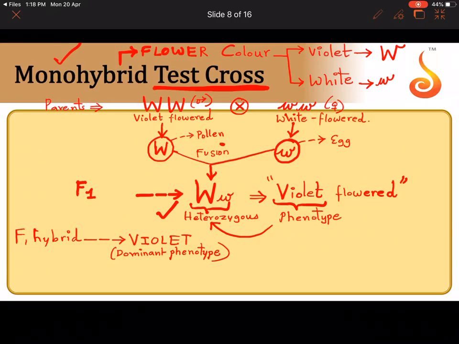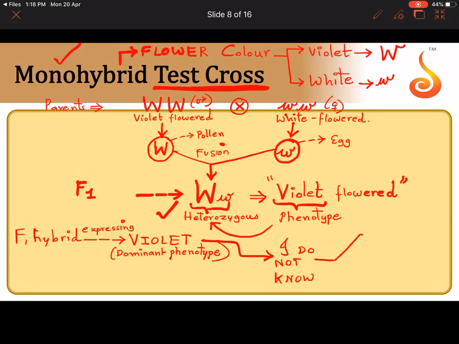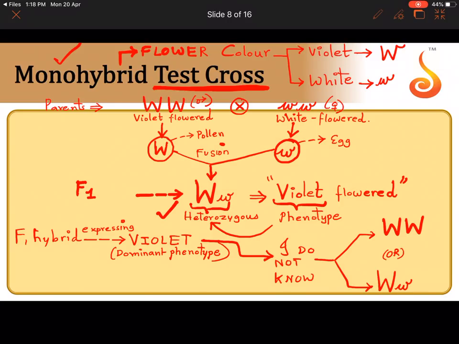Isn't it? So the F1 hybrid is expressing a dominant phenotype, that is violet. But what I do not know, in practicality, when I am doing this experiment, is whether this violet plant is capital W, capital W, or capital W, small w. So I don't know this.